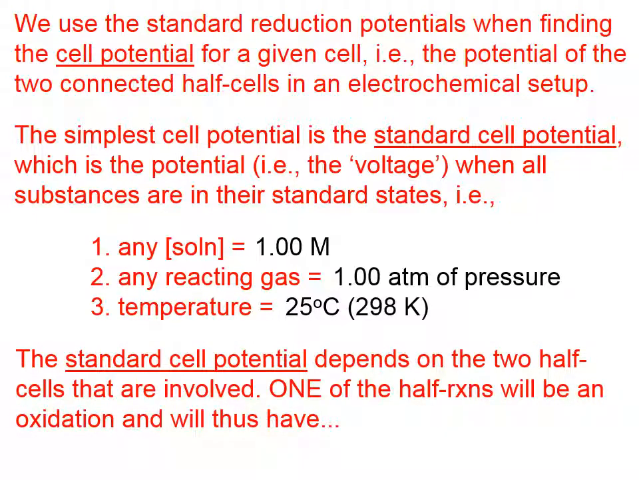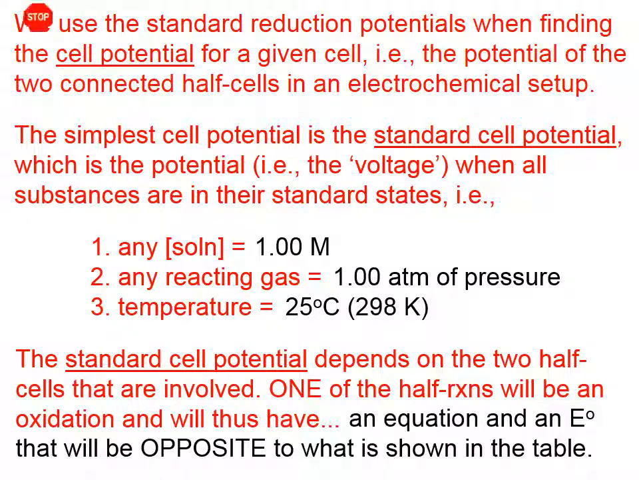The standard cell potential depends on the 2 half cells that are involved. One of the half reactions will be an oxidation and will thus have an equation and an E naught that will be opposite to what is shown in the table. What we're saying here at the very end, a standard cell potential depends on 2 half reactions. One of those will be a reduction. We'll use the number and the equation right from the table. The other will be an oxidation. We'll have to flip the equation around, and we'll also have to flip the sign. We'll get to that in another lesson.